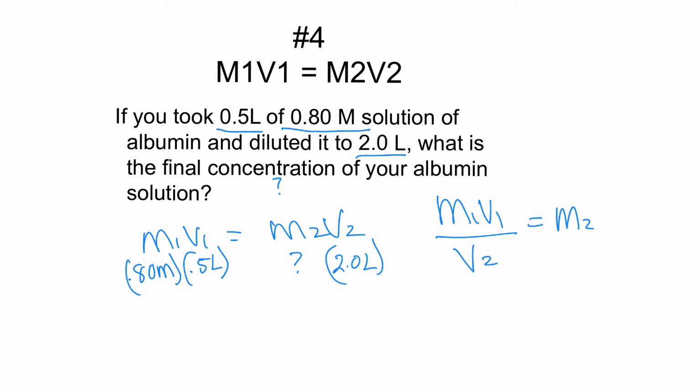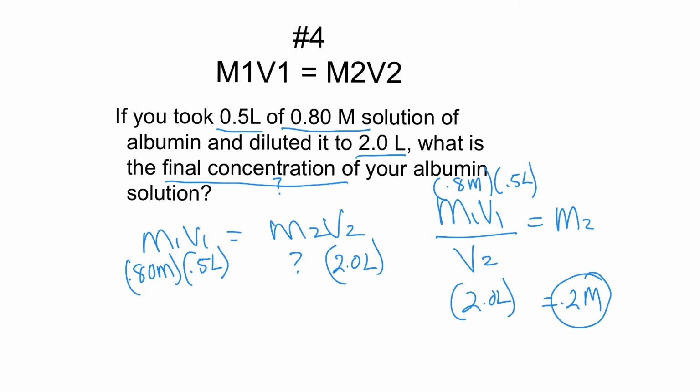So what was my original molarity? 0.8 molar. What was my original volume? 0.5 liters. And then my final volume was 2 liters. And then you're going to use your arithmetic skills and you would get the answer of 0.2 molar. That means the final concentration of my albumin solution was 0.2 molar.